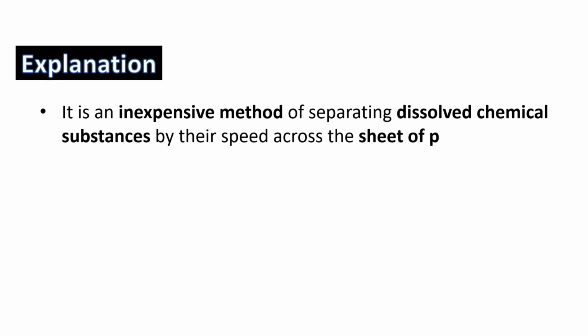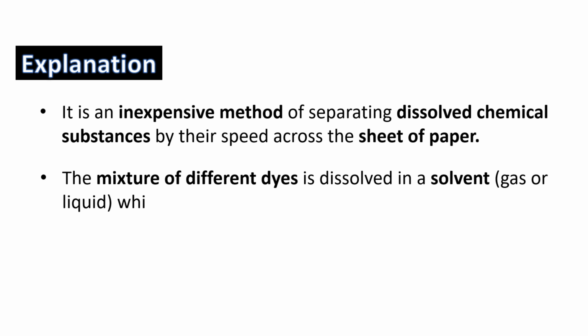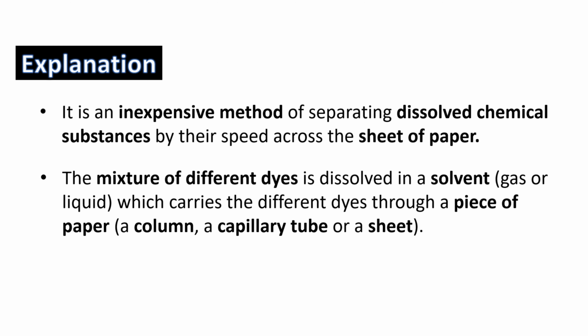It is an inexpensive method of separating dissolved chemical substances by their speed across the sheet of paper. The mixture of different dyes is dissolved in a solvent. The solvent could be a gas or a liquid, which carries the different dyes through a piece of paper. Instead of paper, we can also use a glass or mercury column or a capillary tube.